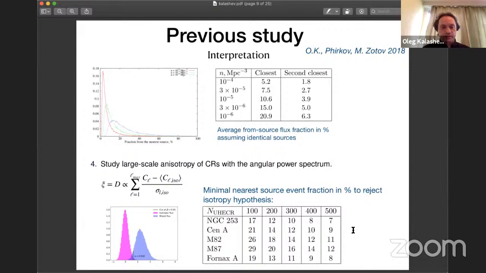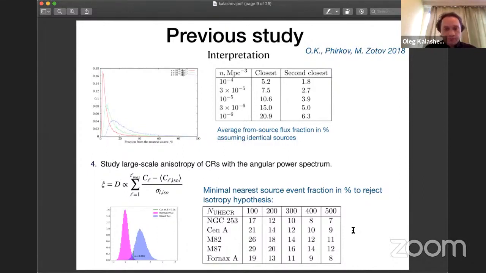And to do this, we can just simulate what we would see if there were a population of identical sources with certain concentration. So in the table on top of the slide, I show the fraction in percent of the flux for the nearest source and for the second closest source, depending on the concentration of sources. You see that this kind of method is sensitive to the concentrations or densities of sources close to or below 3 × 10⁻⁵ megaparsec to the minus 3.